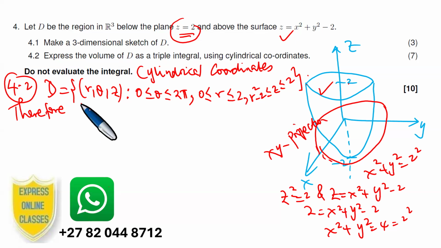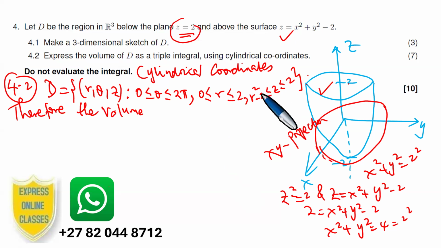Sorry, can you please explain the z interval, like the r squared minus 2? Okay, yeah, the z interval, yeah. Okay, good. Yes, let's discuss it.